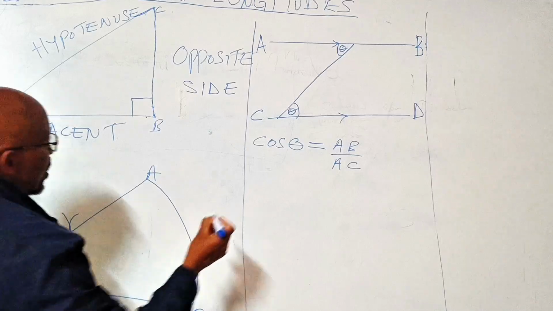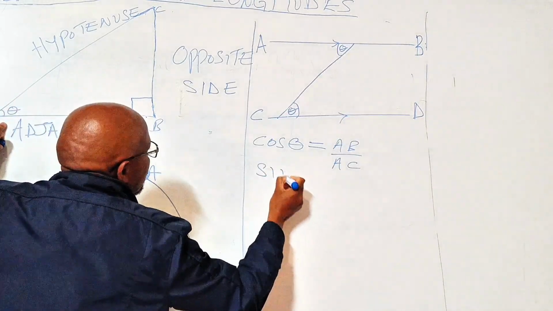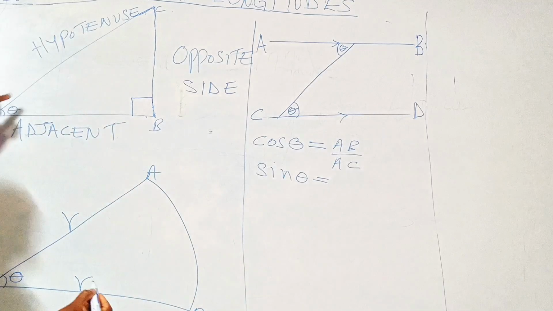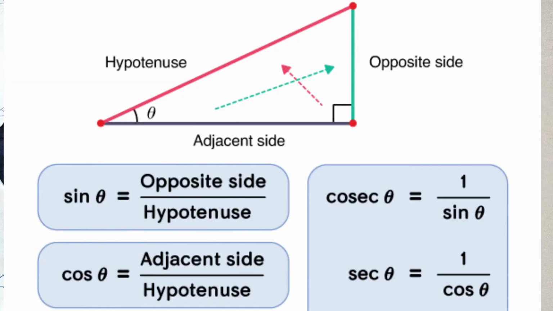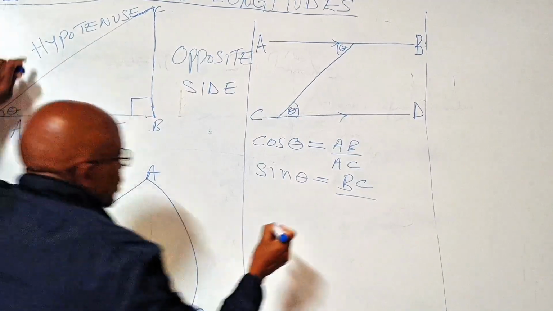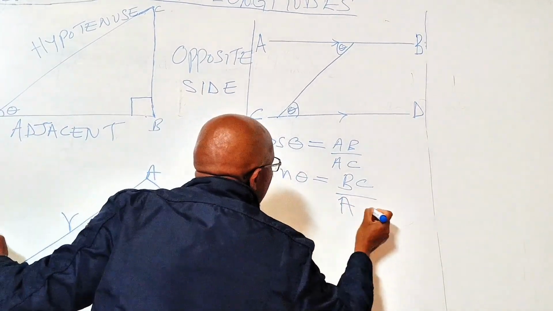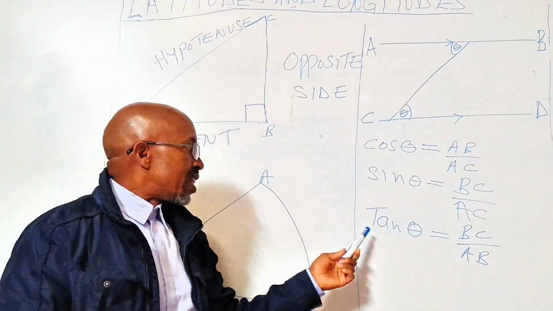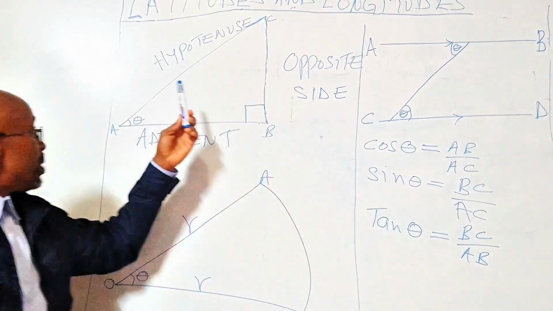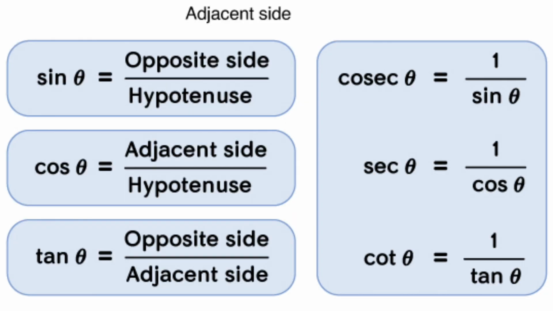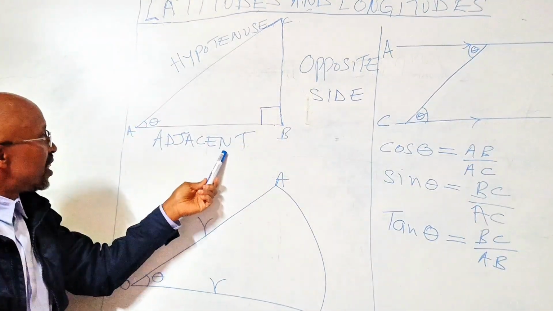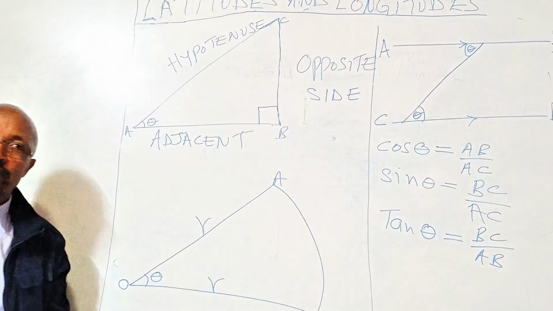The sine of theta will be equal to the opposite side, which is BC, all over the hypotenuse, which is our AC. Tan theta is equal to BC all over AB, where BC is the opposite side of the angle theta and AB is the adjacent side of the angle theta.